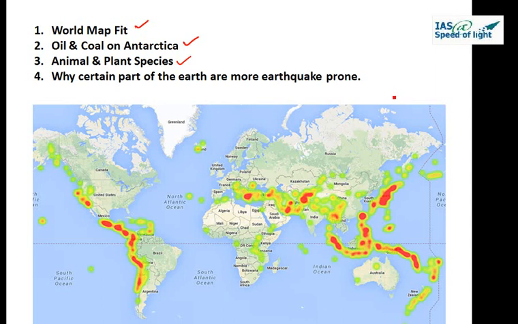Now the fourth question is why certain parts of the earth are more earthquake prone. So these are the 4 points which actually led to the theory of plate tectonics. Now we will ask two questions. We'll start with this question: why certain parts of earth are more earthquake prone, and where the young oceanic crust is heading.